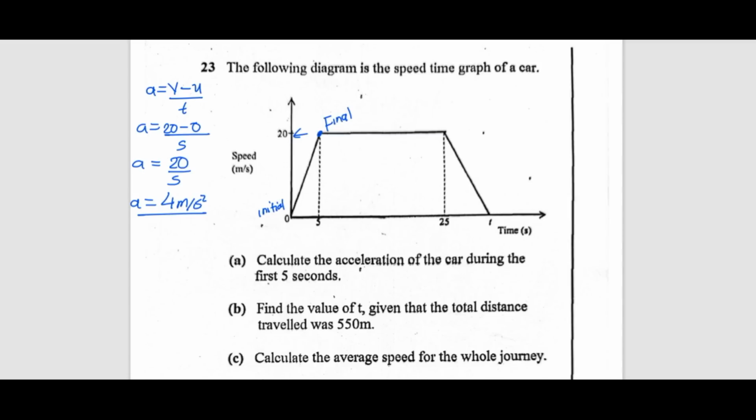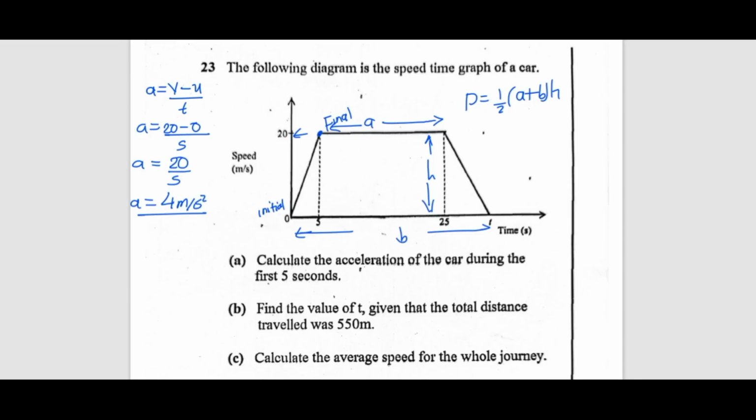Now find the value of t given that the total distance traveled was 550 meters. So we can see that we have the shape of a trapezium. So here, this is our distance A. Then from here up to here, we have B. Then this is our height. So the formula for distance is equal to half A plus B multiplied by H. So distance, we have it.